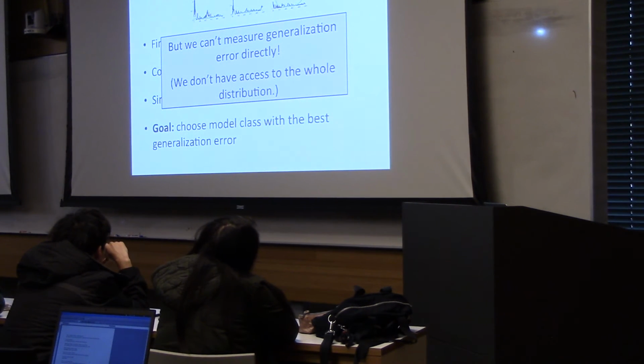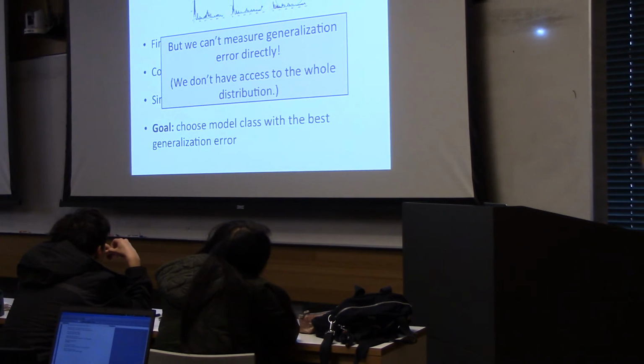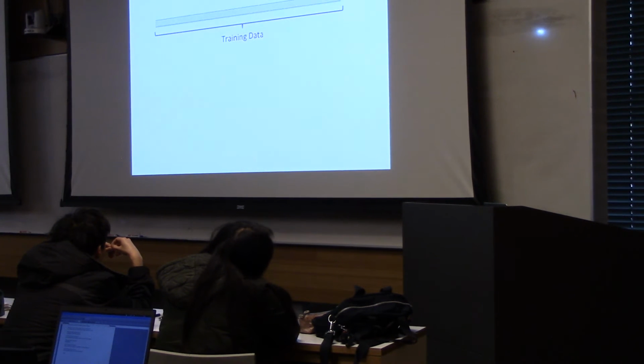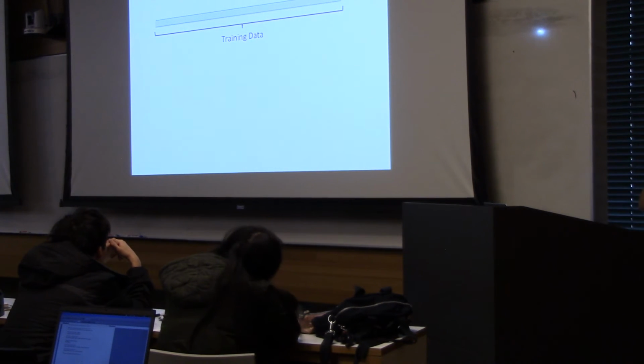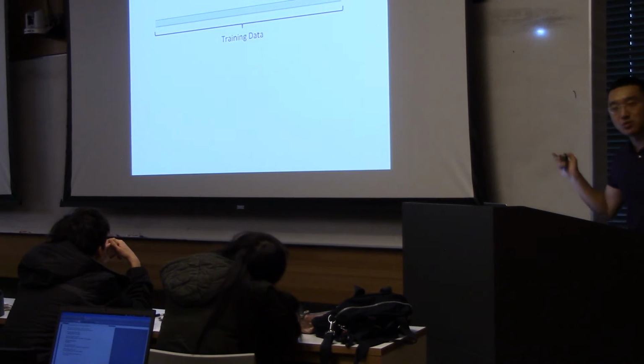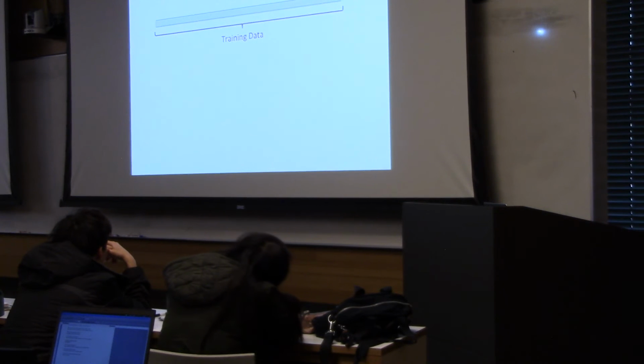We cannot measure the generalization error or the test error, which is a closely related concept, because we don't have access to the whole distribution. So probably the most common way to do this is via a method called validation, using a validation set. This is one way of using a validation set, called cross-validation.